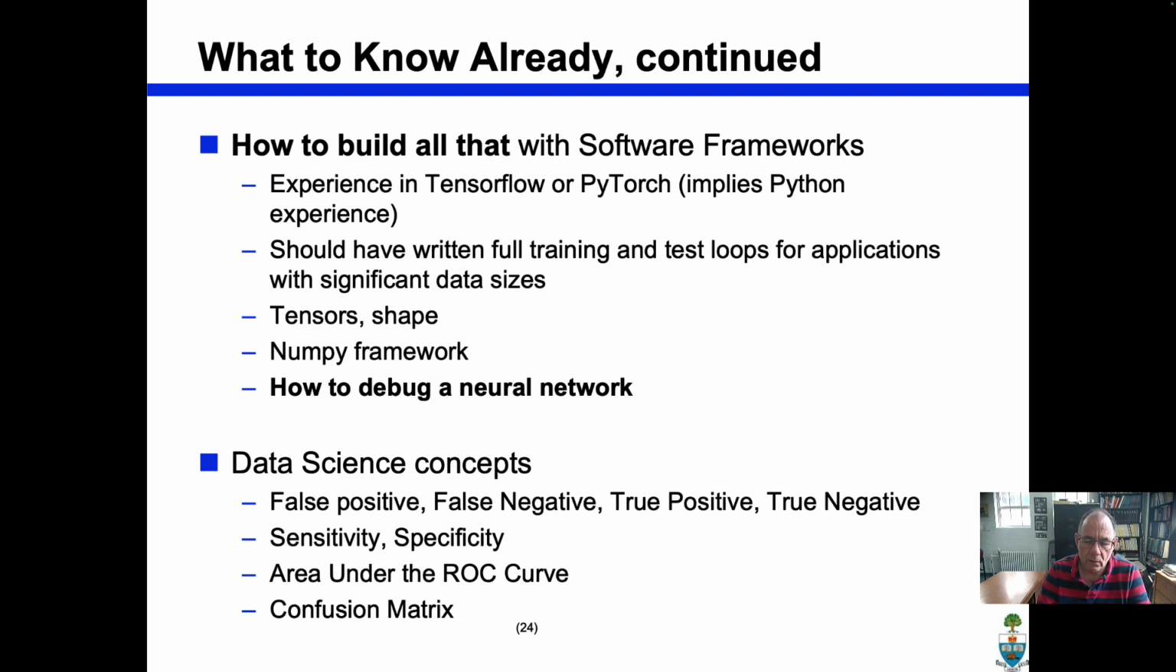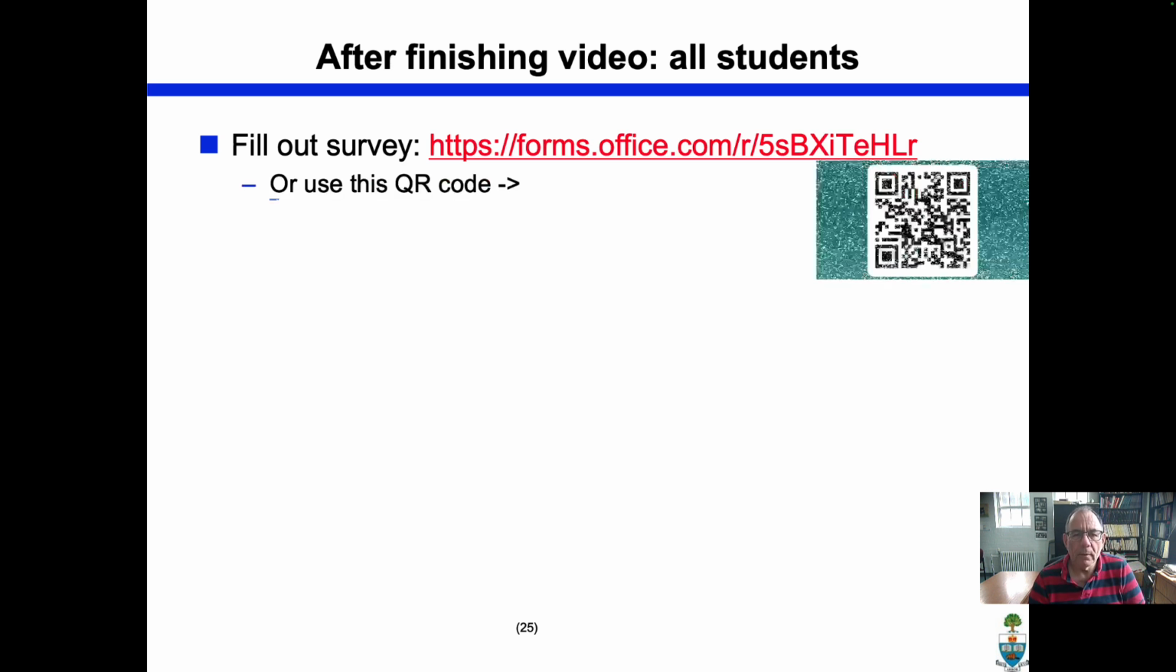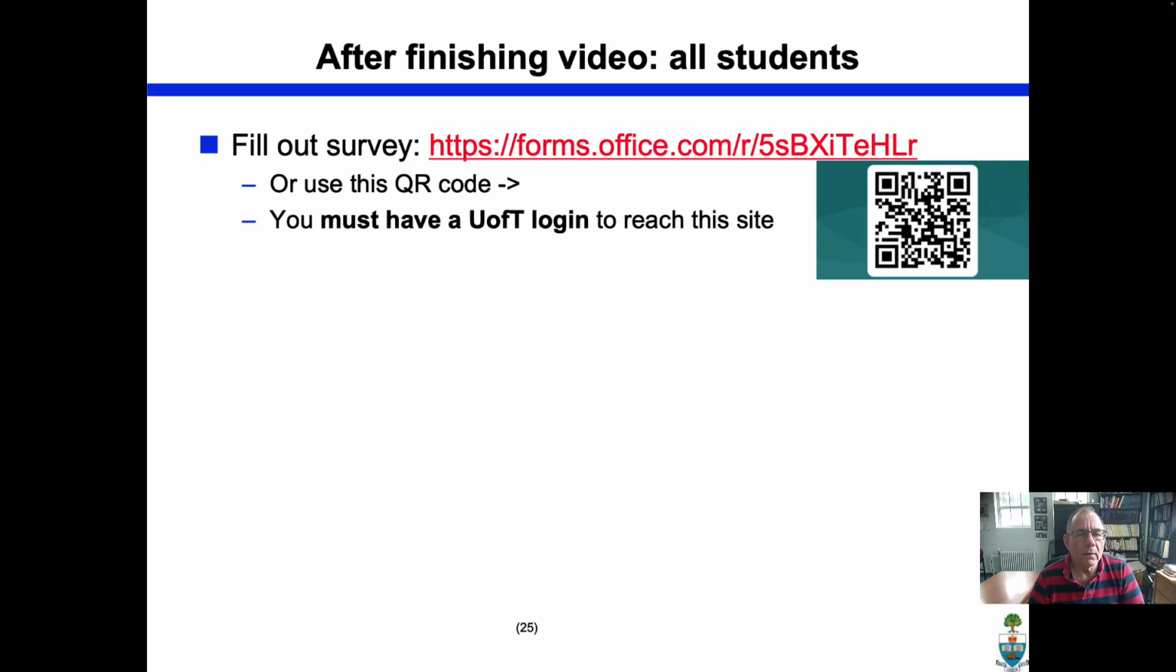All of these things are going to show up, and I'm going to be asking you to talk about these things in your project. So, after you finish this video, all students, whether you're on the waiting list or not, must go to and fill out this form. You can get to it. These slides will be accessible. This QR code will take you there. You must have a U of T login to reach that site. And it's a Microsoft Office form, and so it's probably good to start with forms.office.com.